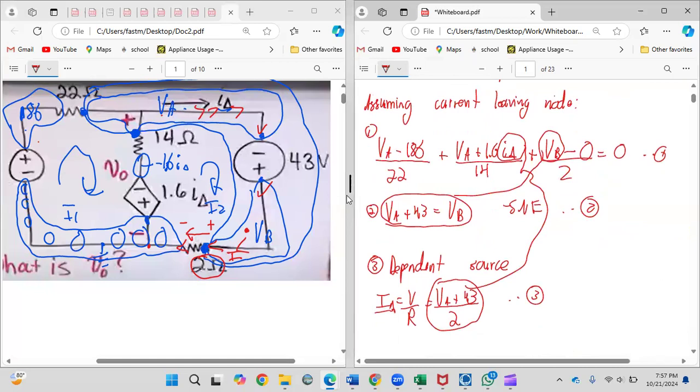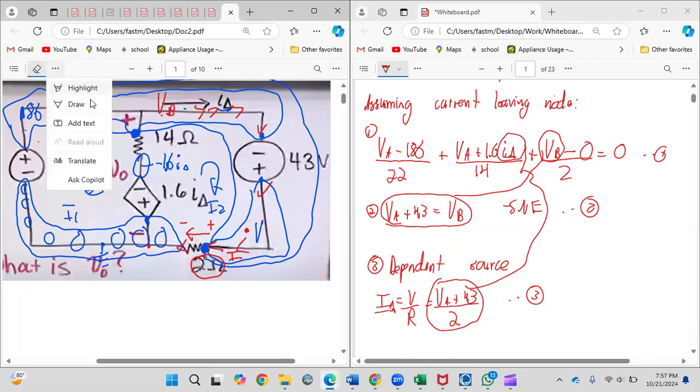So on this side here on the right, wherever I had VA, I labeled it as VB. So this on my working is VB and down here is VA. You'll get the same answer. It doesn't matter how you label your notes. You'll get the same answer.